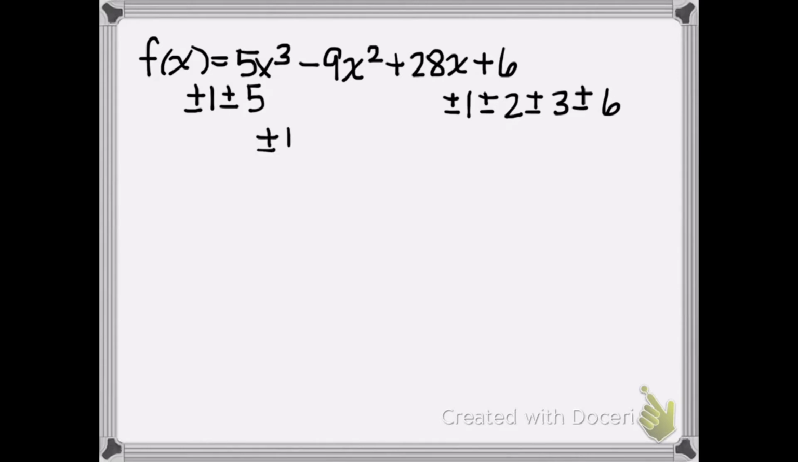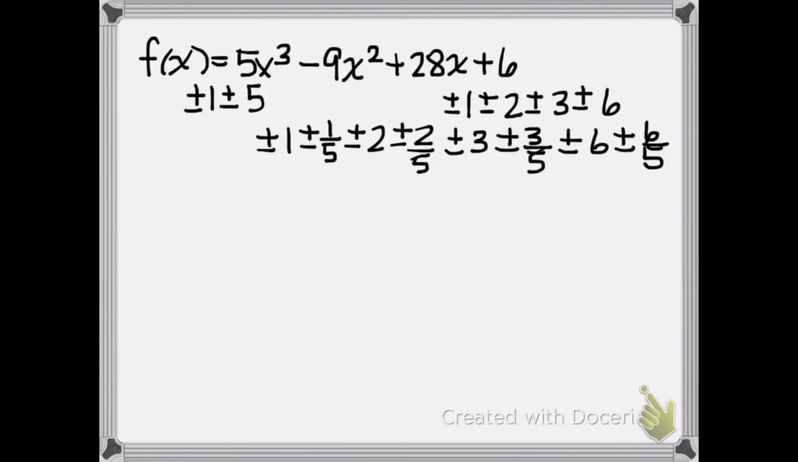So I've got plus or minus 1, plus or minus 1/5, plus or minus 2, 2/5, and there are all the factors that are possible, or all of the roots that are possible. So we start testing these. I'll just go from left to right.